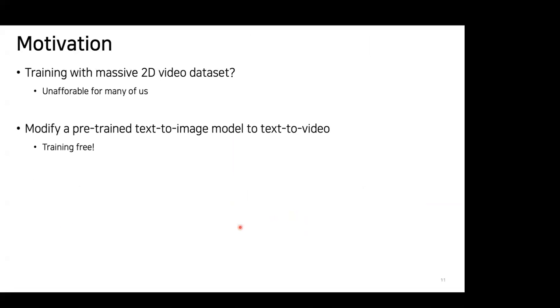So let's start with Text2Video-Zero, which was presented at ICCV23. The motivation of this work is, as I said, that training with a massive 2D video data set is unaffordable for many of us because we don't have that much computational power. So in this work, they modify a pre-trained text to image model into a text to video model. In this case, they don't need any training. They're just modifying the layers or some self-attentions to make the text to image model a text to video model.